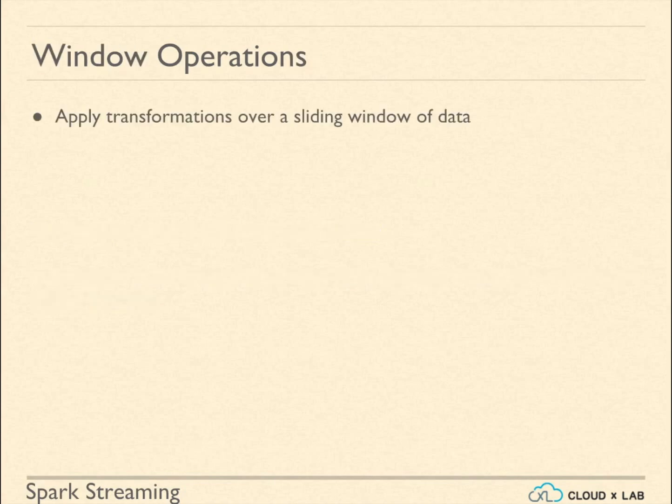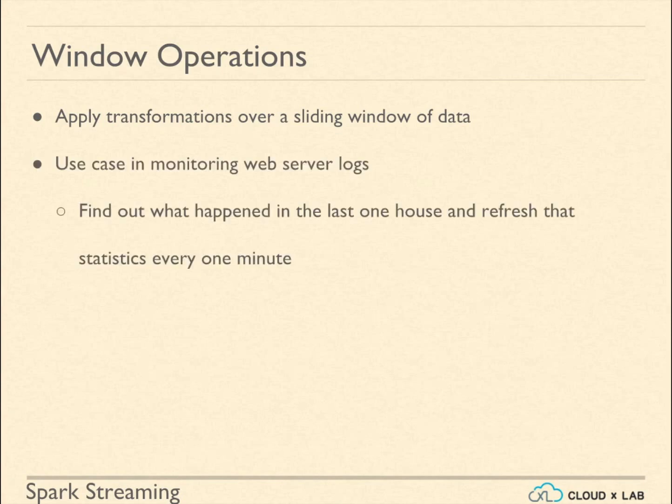Window operations allow us to apply transformations over a sliding window of data. Why do we need window operations? Let us understand this with a use case.